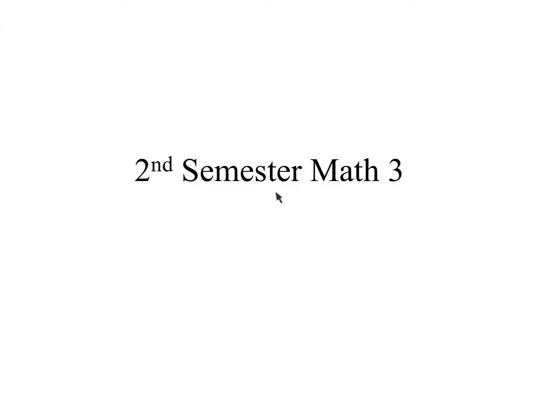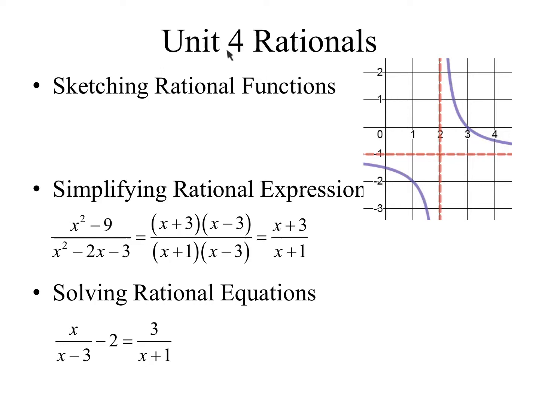I want to do a quick overview of second semester Math 3 for you. Unit 4 is about rationals. Rationals are fractions. And we're going to first start with sketching rational functions. And rational functions look like this. They have an asymptote horizontally and vertically. They have your normal a, h, and k, but they look kind of like this.